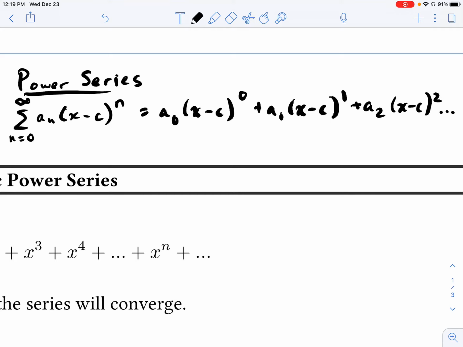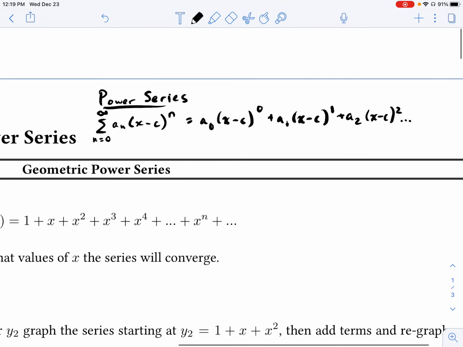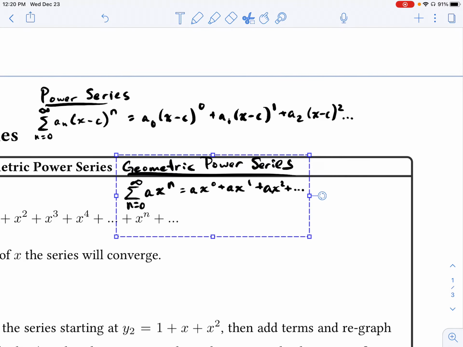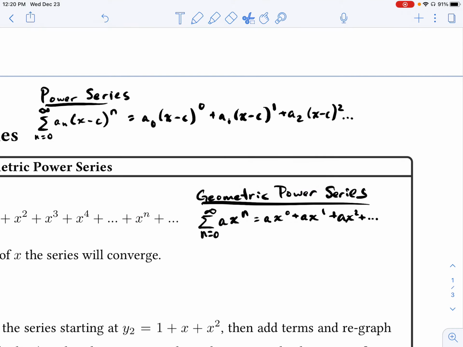And I want to start by looking at a specific type of power series first to help develop our understanding of it, because we're going to spend quite a bit of time on power series in this course. So it's probably a good idea to start with a more approachable series, something that's a little bit easier for us to digest. Specifically, let's look at a geometric power series. So what is a geometric power series? A geometric power series is simply a power series where all the coefficients are constants.